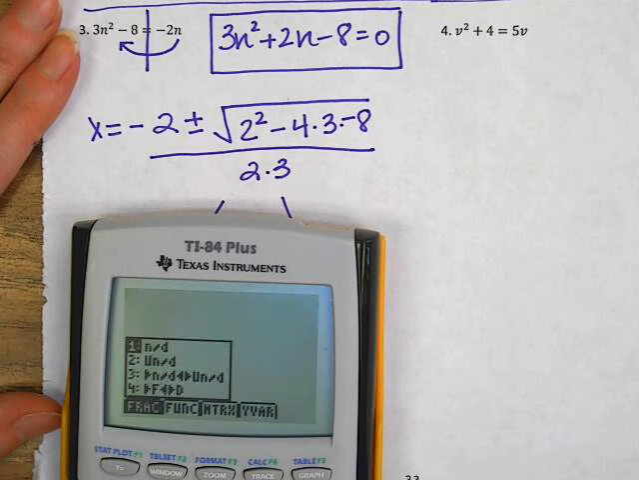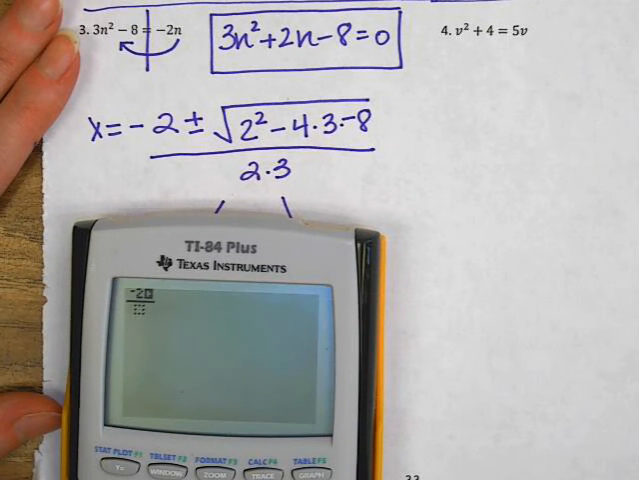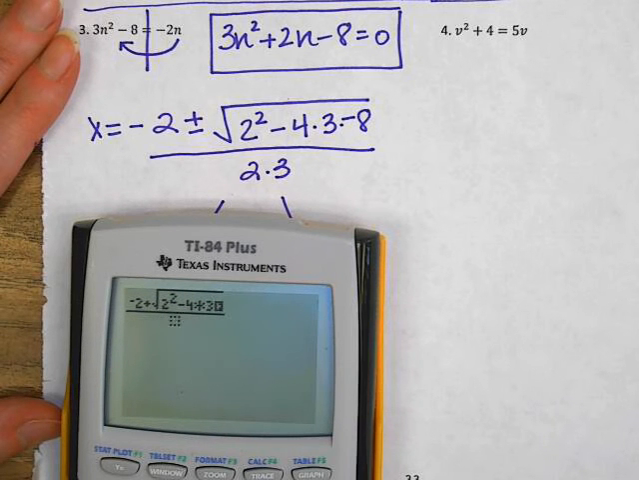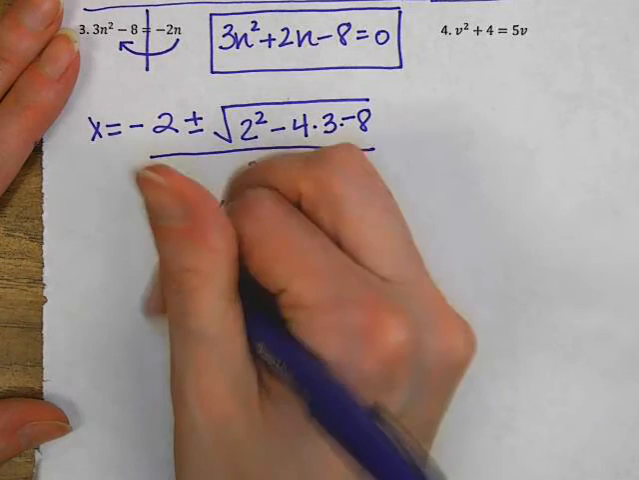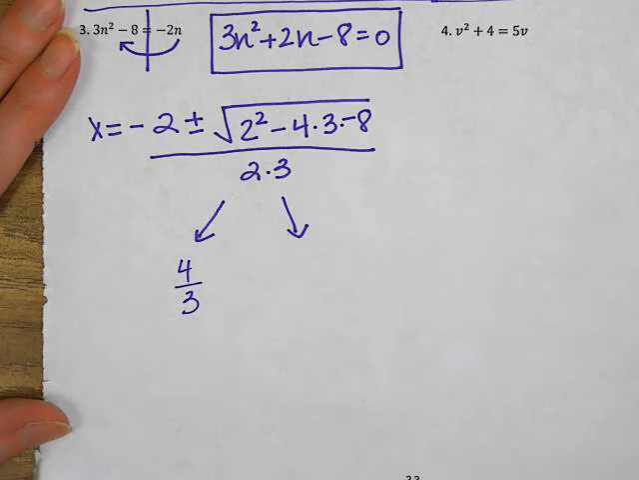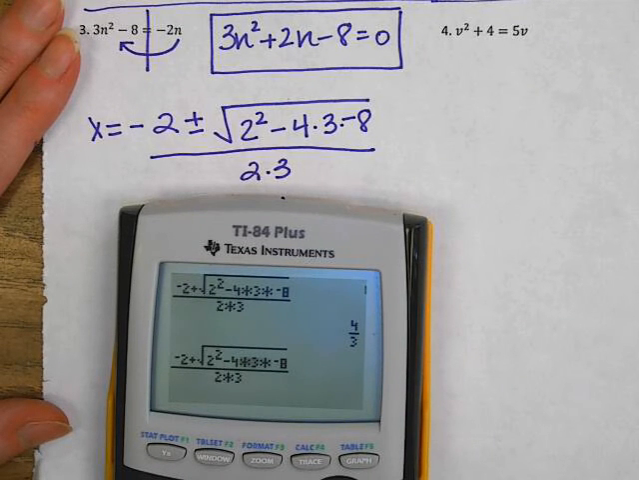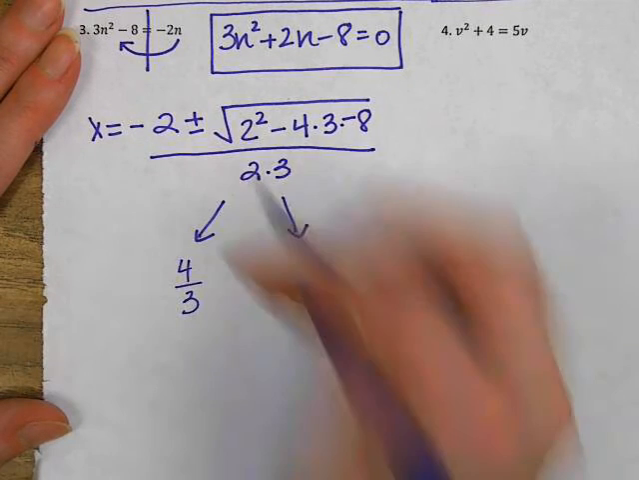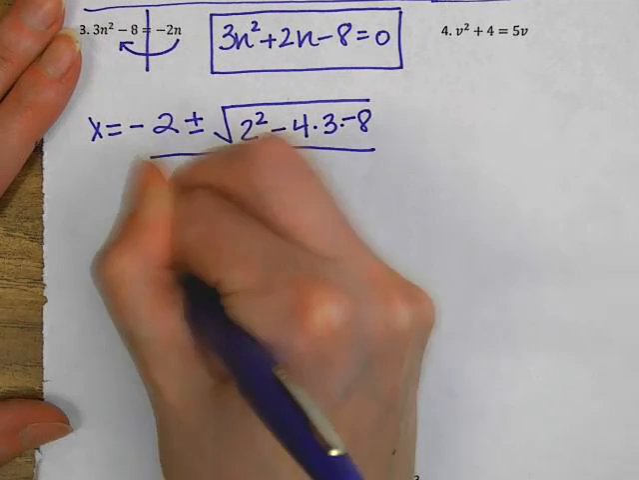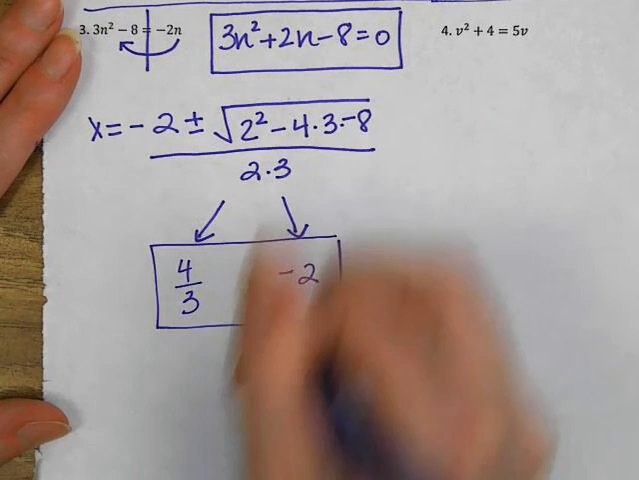All right, I'm going to type it in. Negative 2 plus square root 2 squared minus 4 times 3 times negative 8 all over 2a. I got 4/3. And when I go back and edit the plus to a subtract, I get negative 2. So my answers were 4/3 and negative 2.